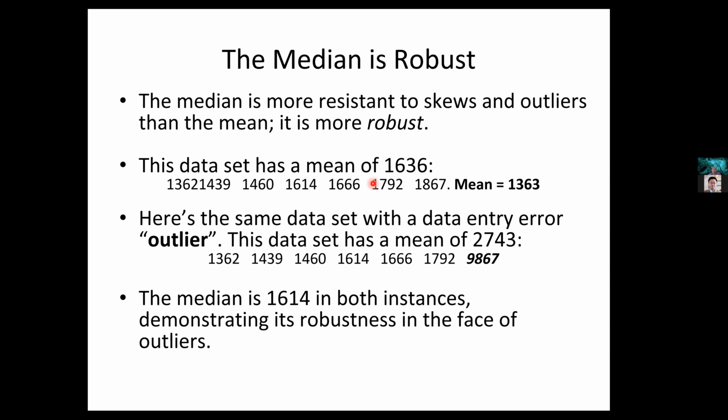This data set has a mean of 1363. Excuse this, there's supposed to be another break right between the 2 and the 1 right here. And this data set has a mean of 2743. Now you see how different the means are from the actual median. So it's not affected by the outliers, which is very important when you're doing summary statistics.